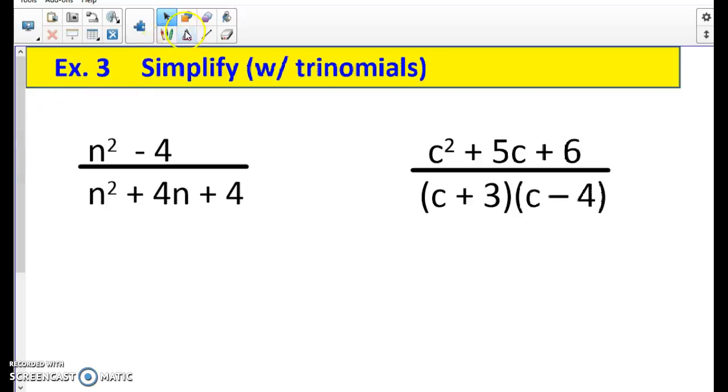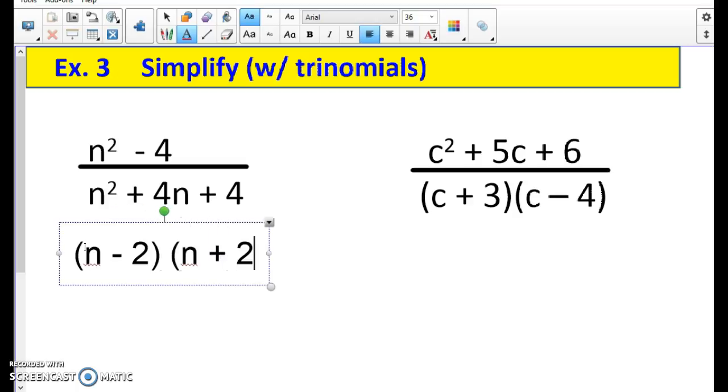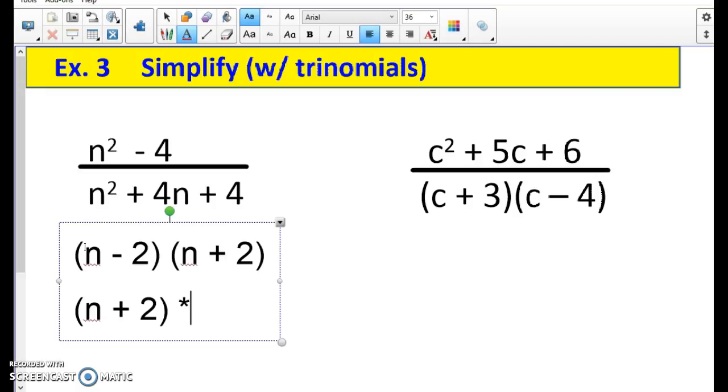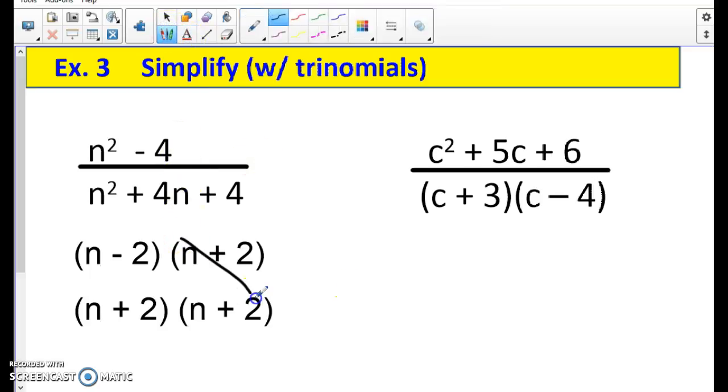This one's going to be the same thing. So if I factor the numerator, I end up with n minus 2 and n plus 2 on top. And then if I factor the denominator, I end up with n plus 2 and n plus 2. And we see that we have some things that can be crossed off here and simplified. I have two n plus 2's. So really my answer here is n minus 2 divided by n plus 2.